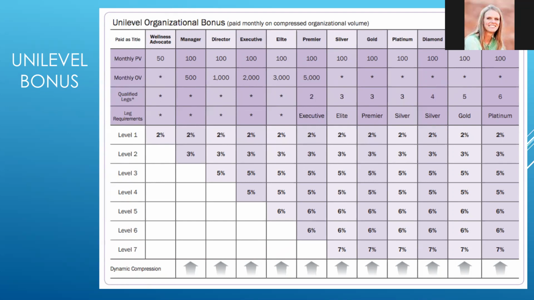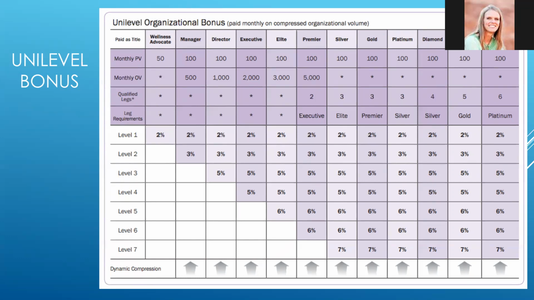So to qualify for your level, you can see up at the top the requirements in order to be paid as these certain ranks and to qualify for these levels of payout. So if you are a manager, your personal monthly PV needs to be 100, and that comes from your 100 PV loyalty rewards order. And then the monthly OV needs to be 500 total, so you plus 500 people, and then you're going to get paid 2% or 3% depending on where those people are in your organization.